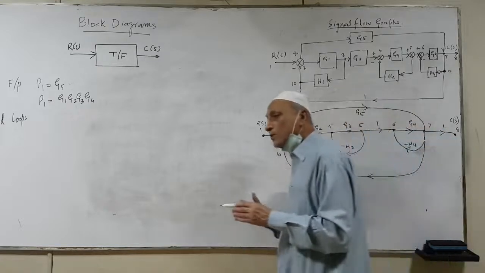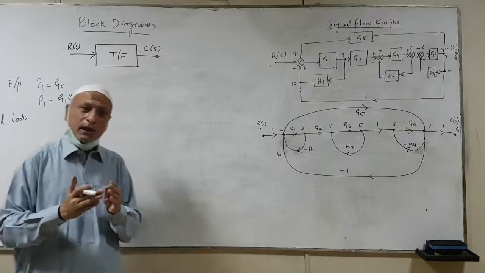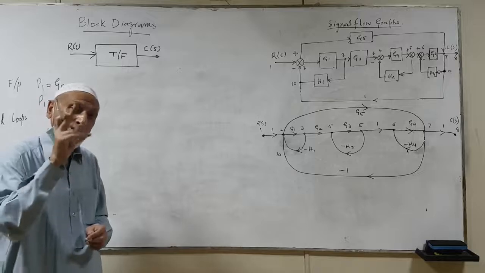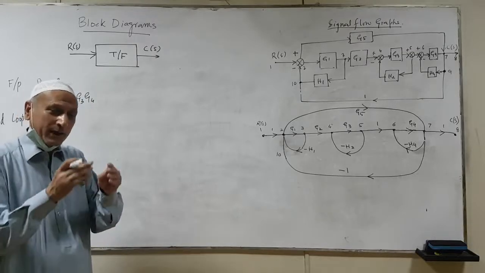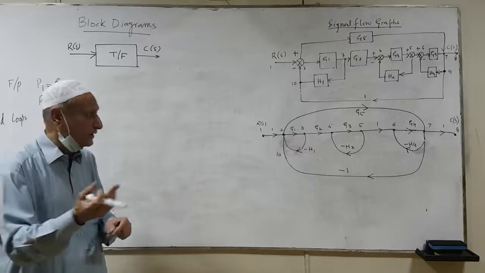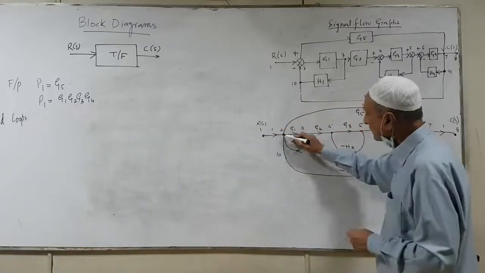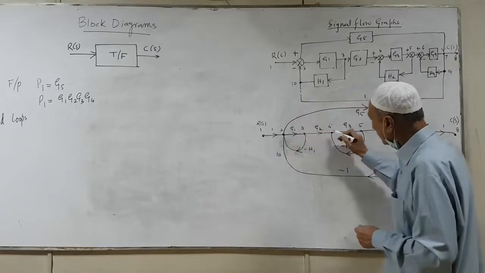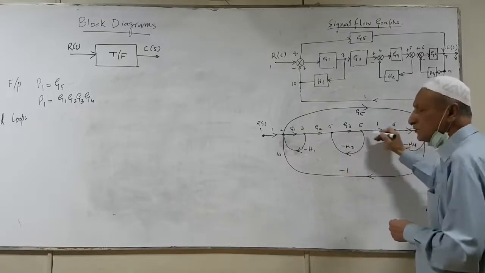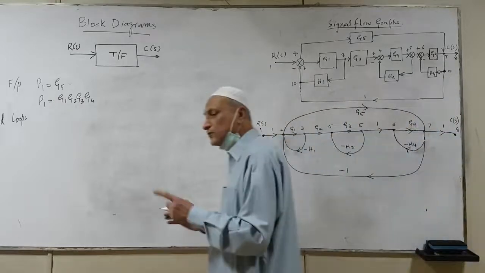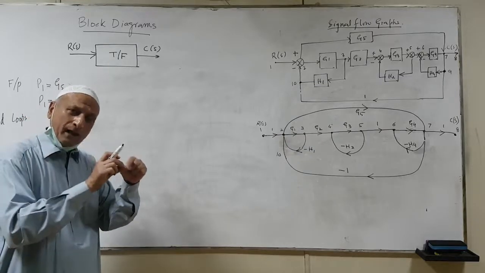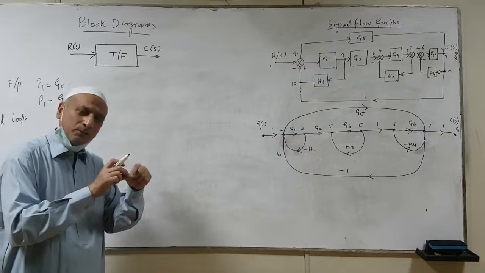Now remember, a single node must always be traversed once only. You can start and end at the same node, but you cannot traverse the same node twice. For example, you cannot do it like this, going through this one and then going again from this one and counting the loops. No, this is not allowed. Traversing is only once through a node. However, starting and coming back to connect the loop is allowed.